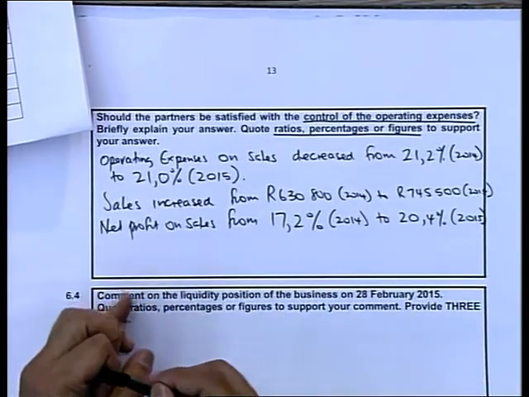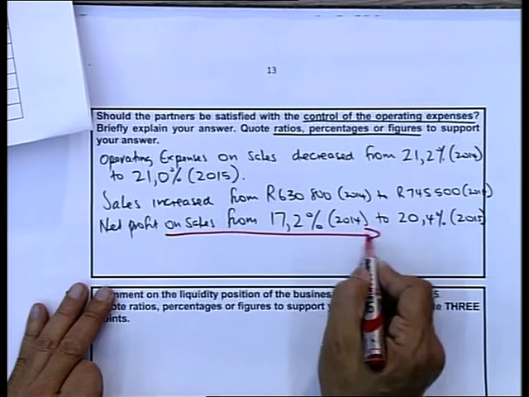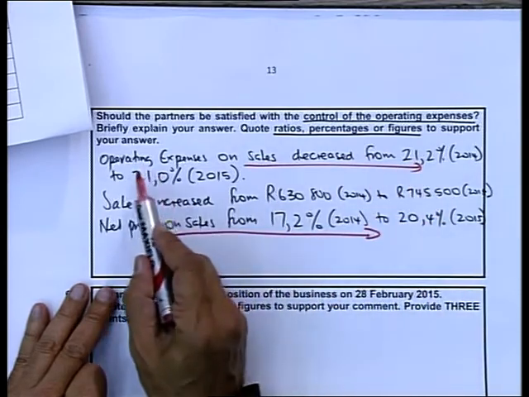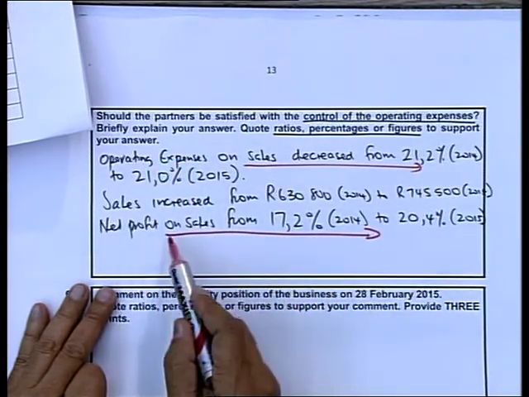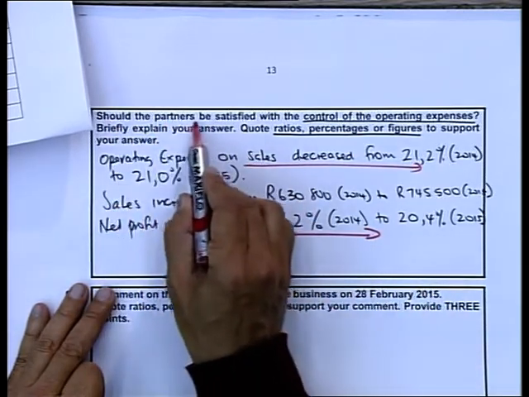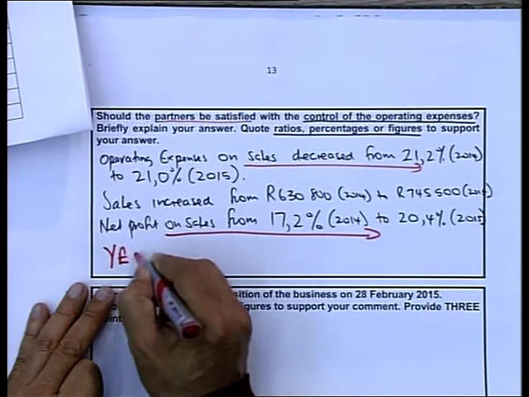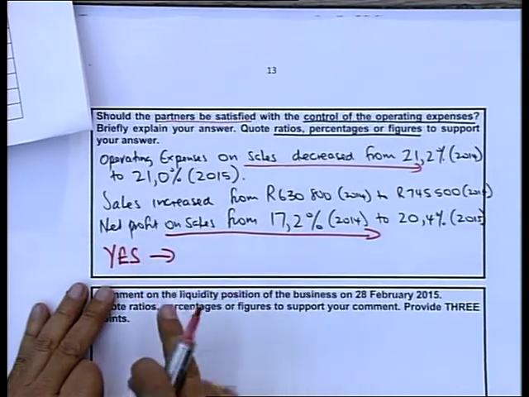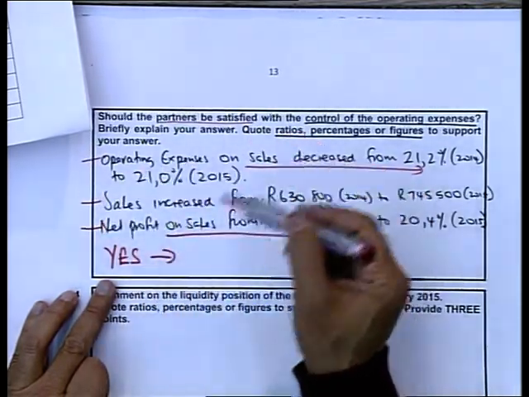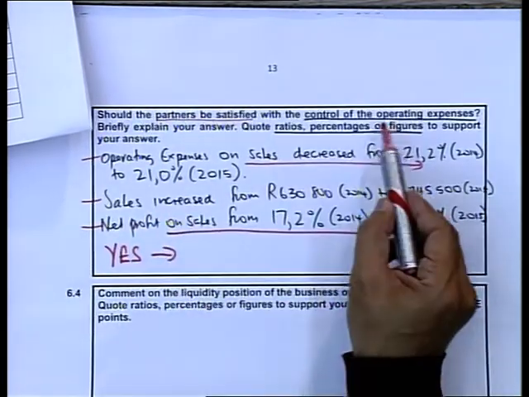Okay. Now the bottom line here, the last one, the net profit is increasing, right? And can you see that this is decreasing? Clearly, if the operating expenses is decreasing, the net profit on sales will then increase. So this business, should the partners be satisfied with the control of the expenses? Clearly, the answer has to be yes. Okay. So you have to answer yes, but also you have to show the financial indicators to support you saying yes.